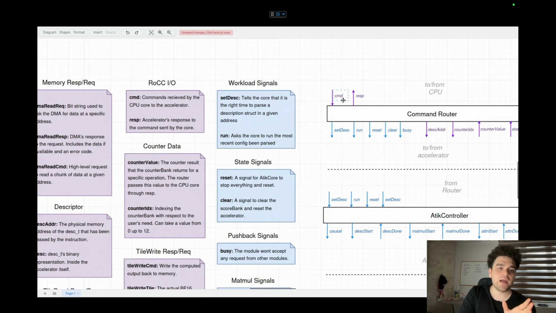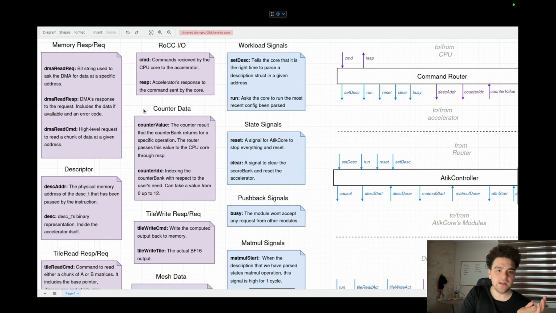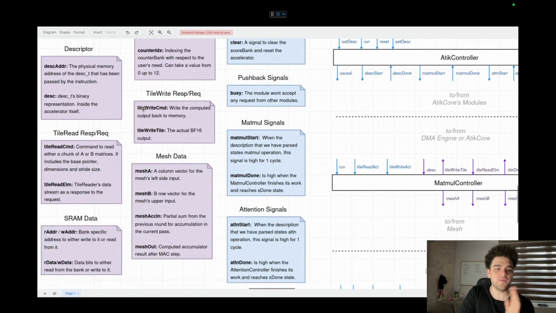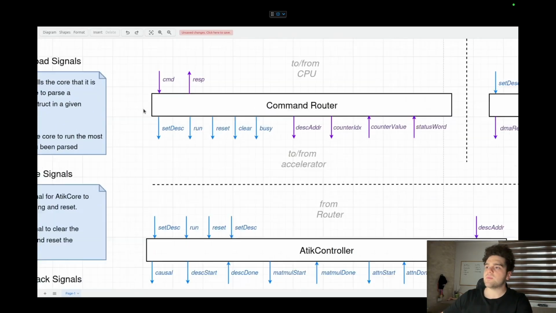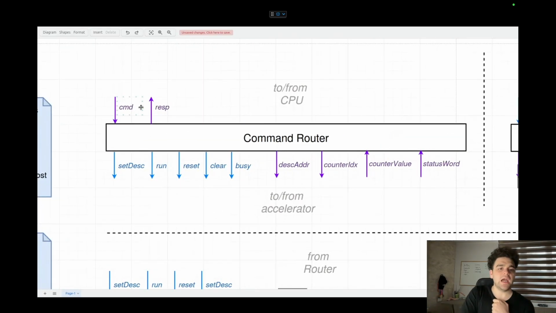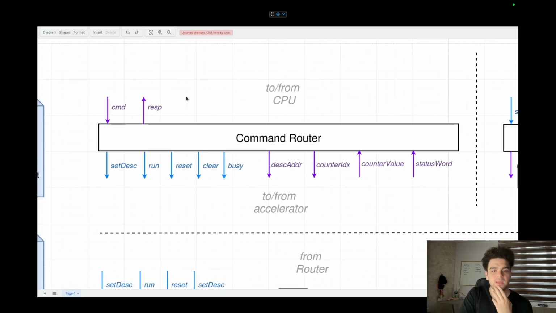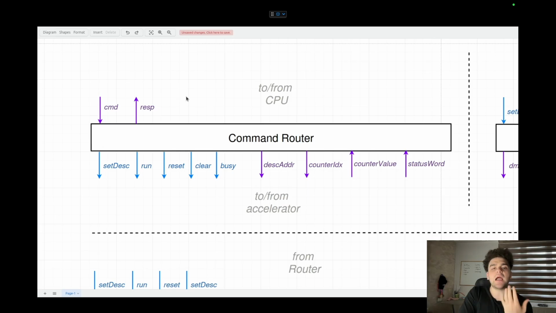So for example, the commands are received by the CPU core. The response is what we are sending back to the CPU. We have noted these here, and you can find almost all of these signals and data for each module we will talk about. Starting from the command router, you can see that we are receiving a command from the CPU, and we are responding to that specific command through the same module. Now, this command router will actually decode the command, and it will send appropriate signals that the accelerator can understand, that are much simpler.